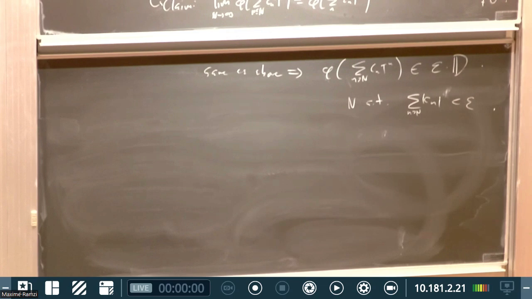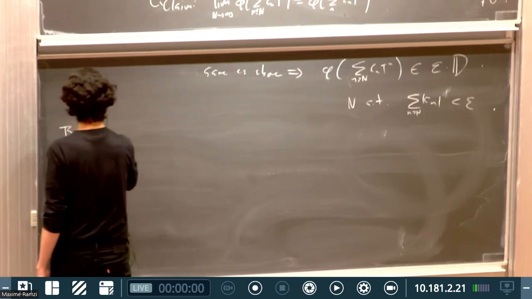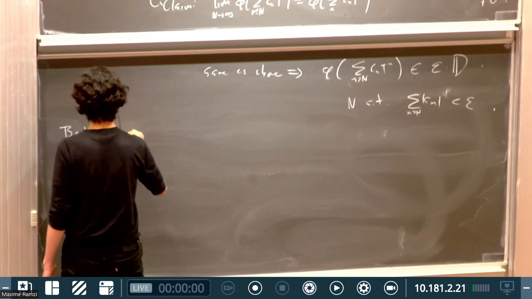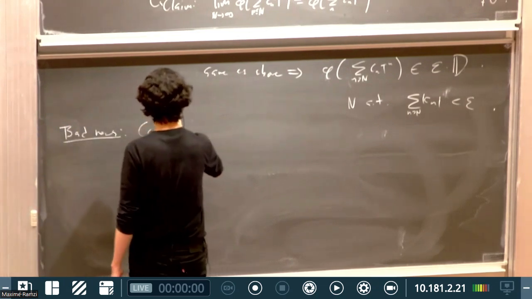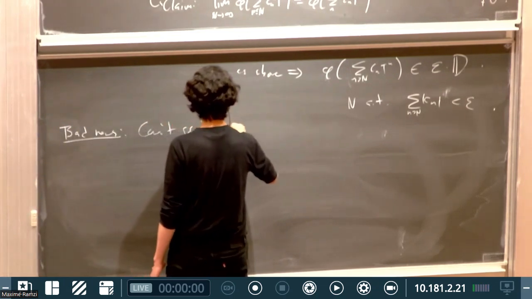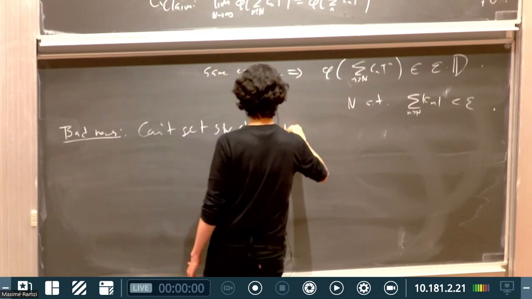Okay, so that's the good news. We get the underlying topological space. The bad news is, basically, you can't get the structure sheaf or de Rham cohomology.